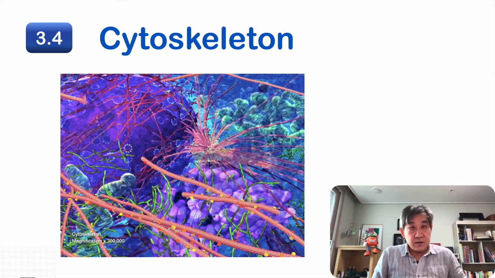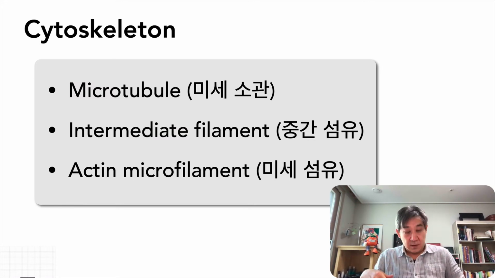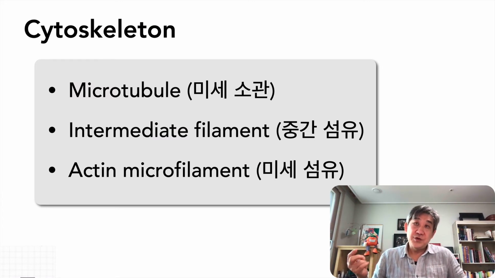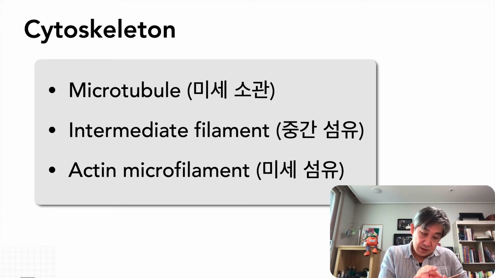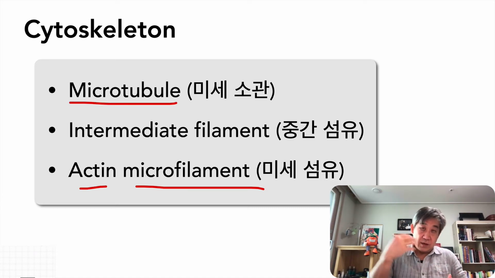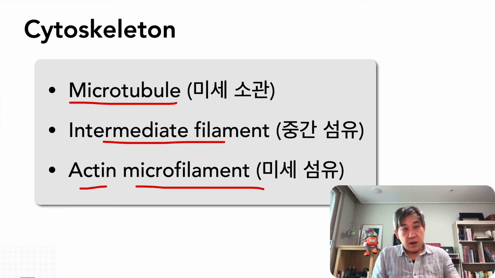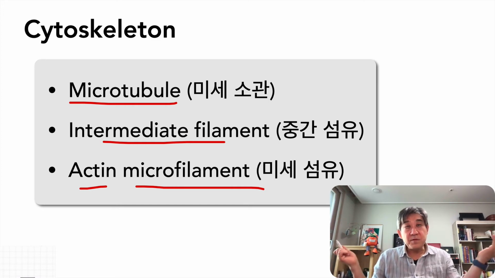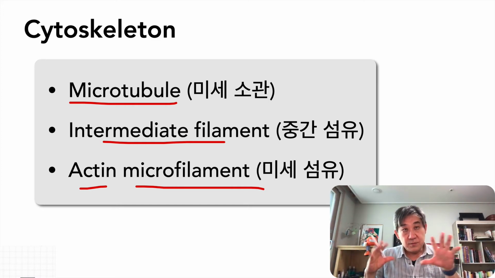And the cytoskeleton system is maintained by 3 distinct big proteins in the eukaryotic cell: one is the microtubule, another is the microfilament, usually called the actin microfilament, and the third is the intermediate filament. All these 3 proteins are long rope-like, tube-like proteins.